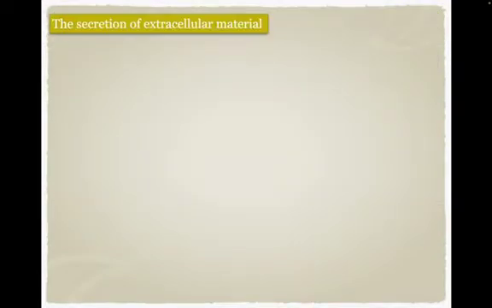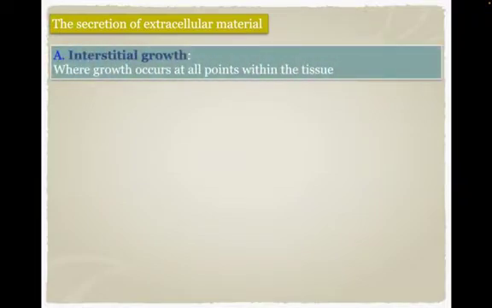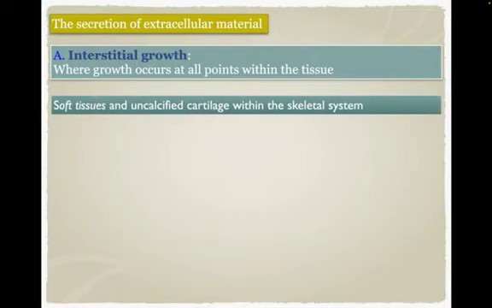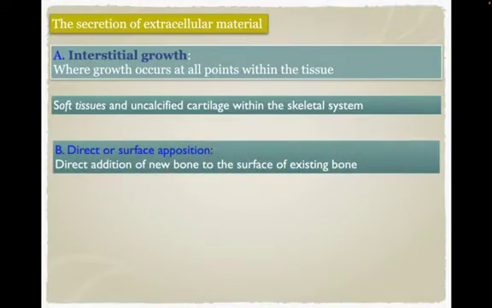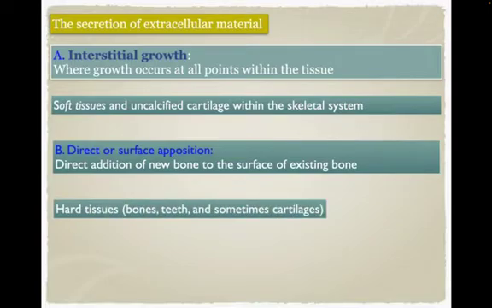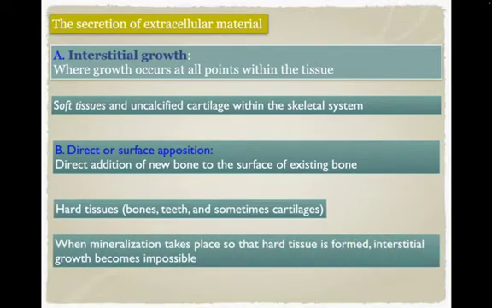Now the secretion of the extracellular material can be divided into 2 types. The interstitial growth, where the growth occurs at all points of the tissue. There's no certain area; everywhere in the organ there will be growth. That mainly happens with the soft tissue and the uncalcified cartilage within the skeletal system. Or we have direct or surface deposition, where for example bone is deposited on the surfaces, layer by layer by layer, and that will be mineralized. We call this direct or surface deposition, and it happens mainly in bone, teeth, and the calcified hard tissue. So soft tissue is mainly interstitial growth, while hard tissue usually has the surface deposition type of growth.